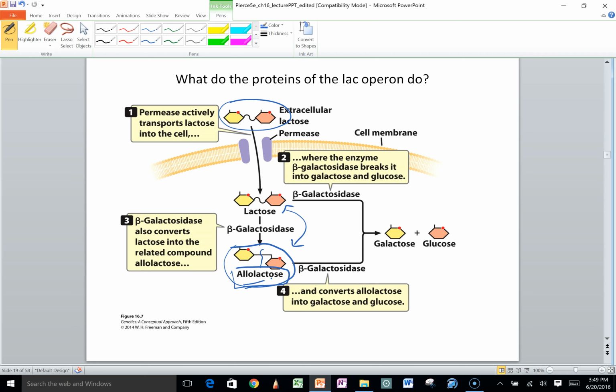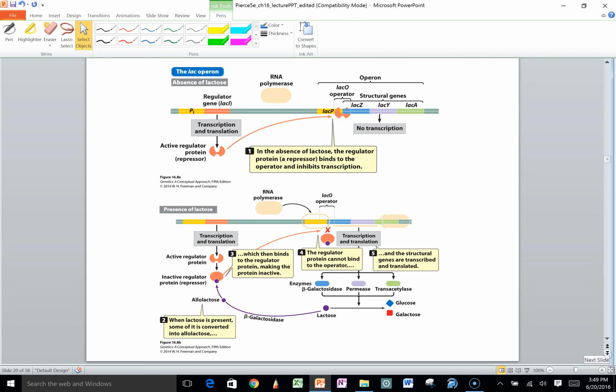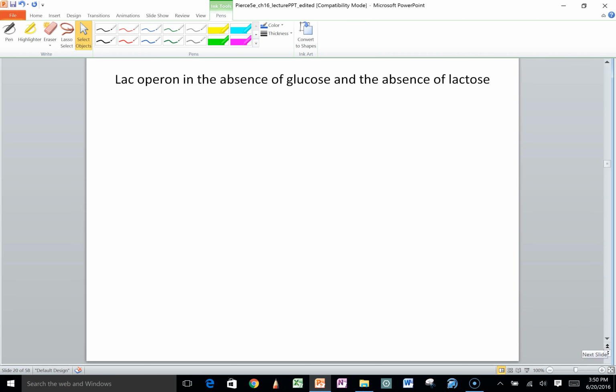They don't even mention transacetylase here, but here's your permease protein that's letting lactose into the cell, and then beta-galactosidase breaks it down into galactose and glucose. So that's pretty complicated. Let's back up a second.